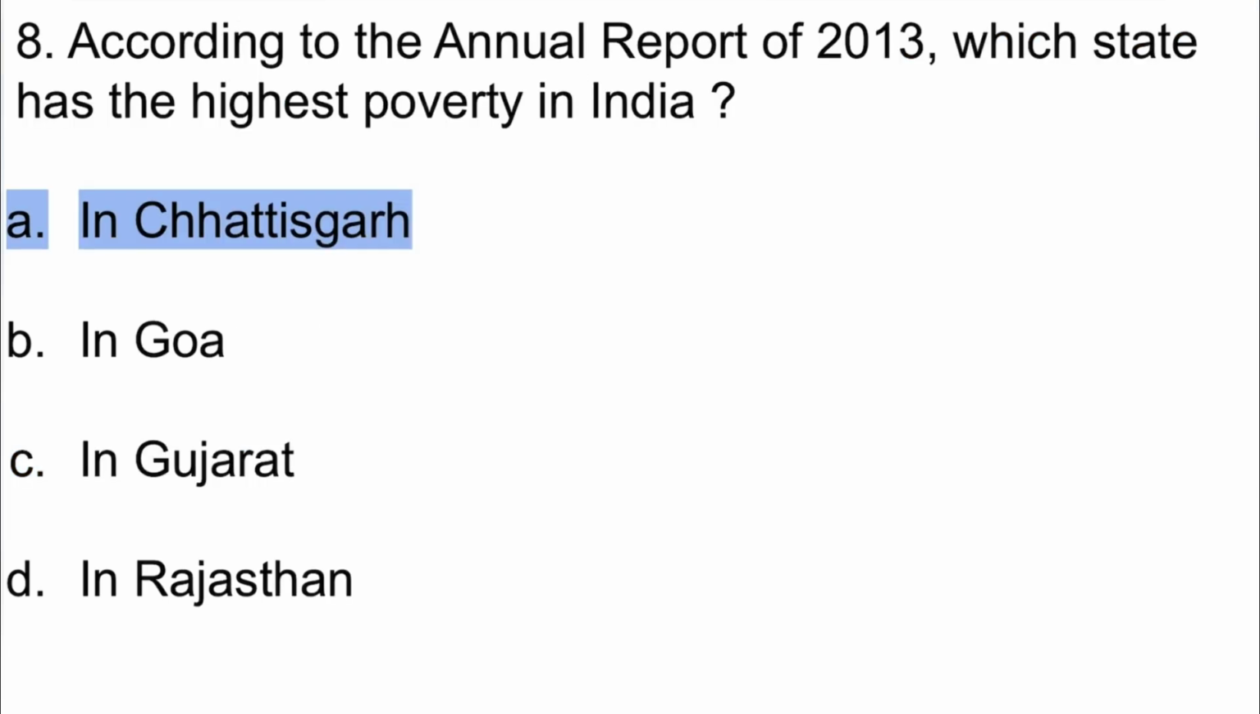Eighth one, according to the annual report of 2013, which state has the highest poverty in India? Here, highest poverty is asked. So the answer should be Chhattisgarh or Odisha, whichever be given in the option. Lowest poverty is in the state of Goa. So option A is the correct one as a highest poverty.